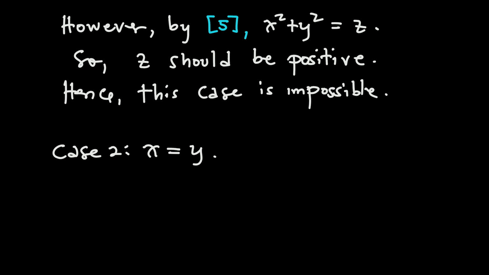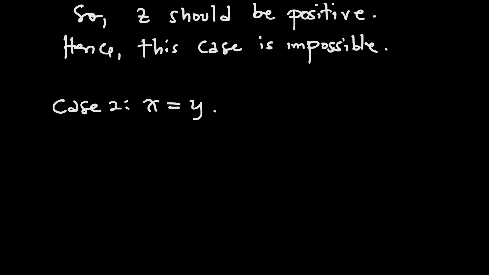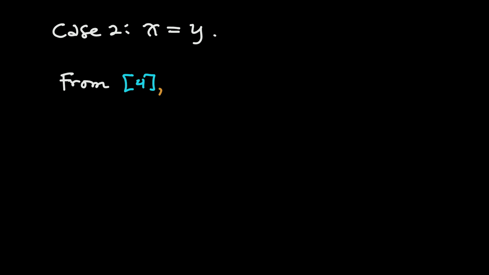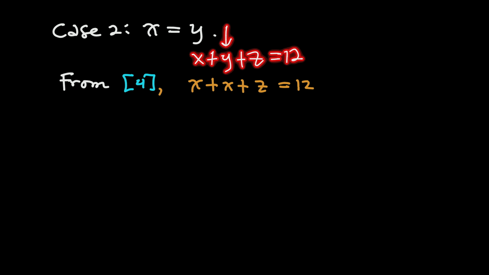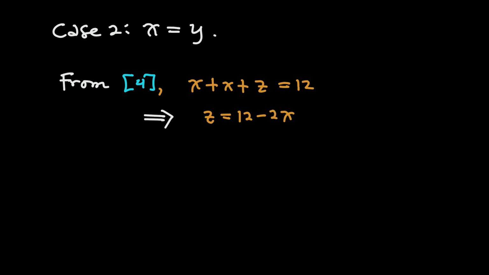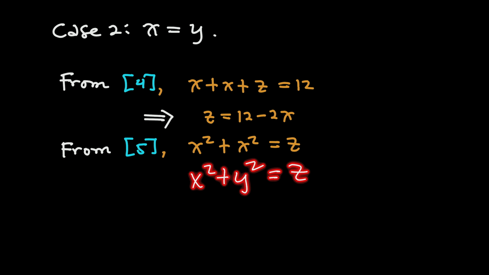Case 2. What about x equals y? For this case, we use equation 4. Notice that this one is the plane. So here, instead of writing x plus y plus z equals 12, we replace y by x so that we have this one. Simplifying gives us 2x and then plus z equals 12, which is also equal to this one. Now, let us make use of our second constraint, which is the paraboloid. We have this one. Instead of writing x squared plus y squared equals z, we replace y by x. And therefore, we have 2x squared, which is equal to z.